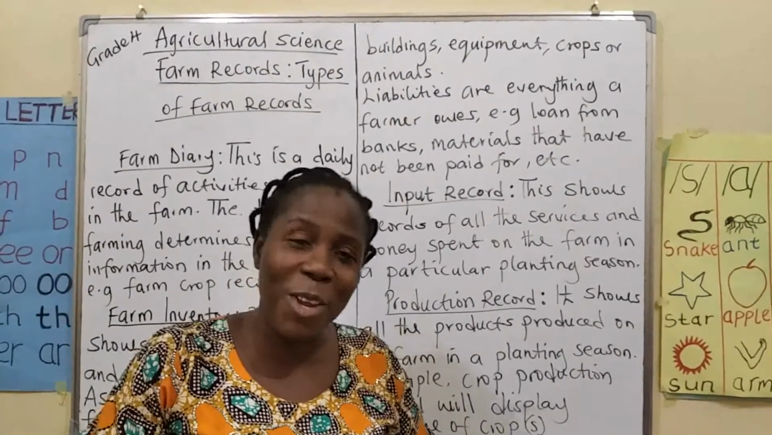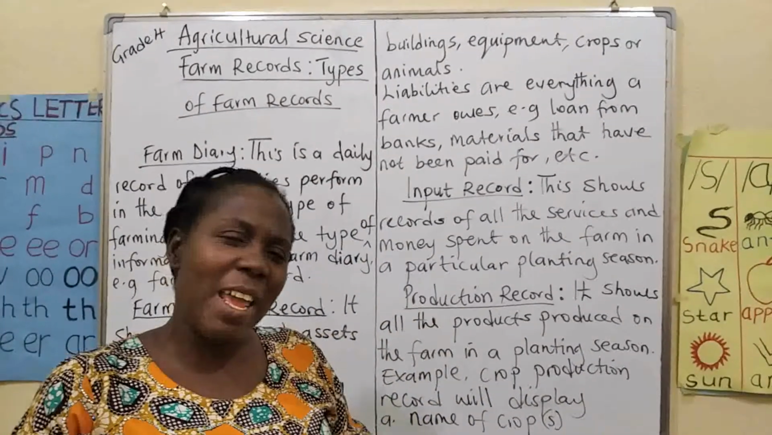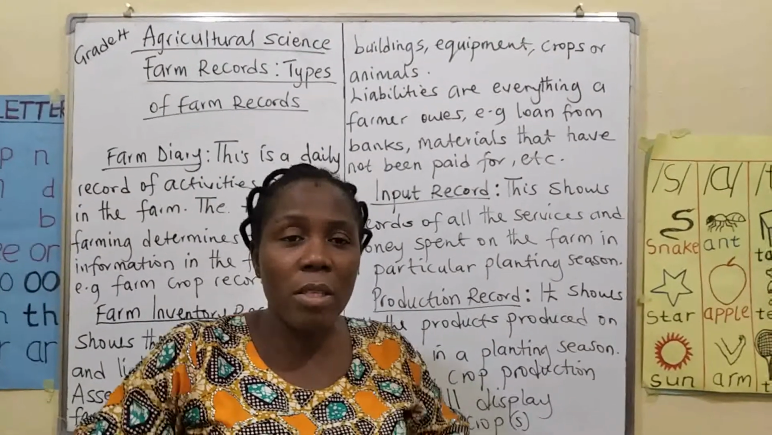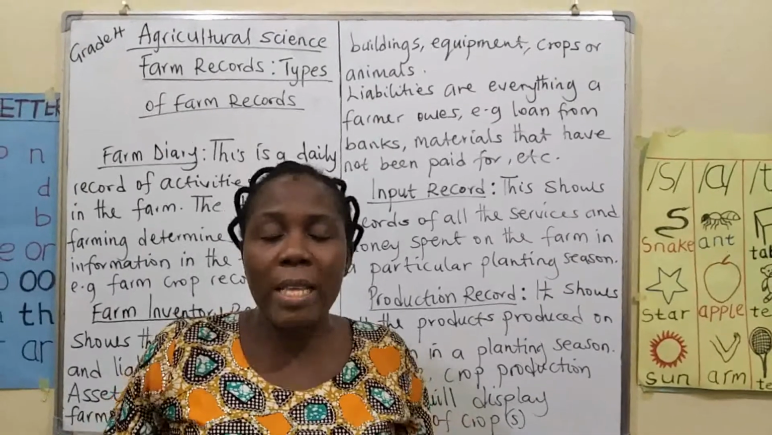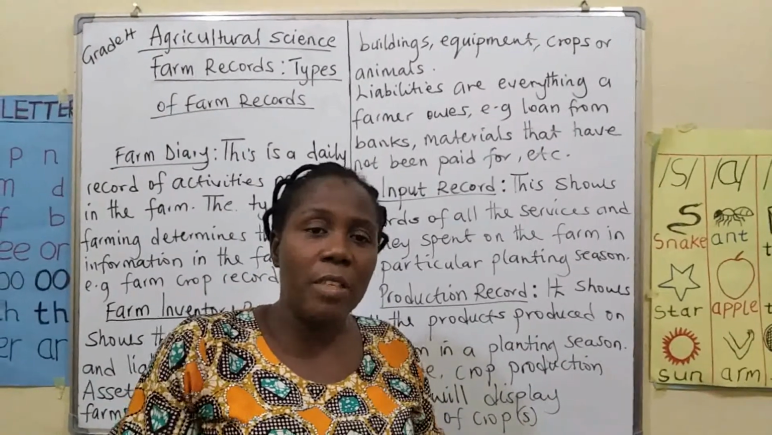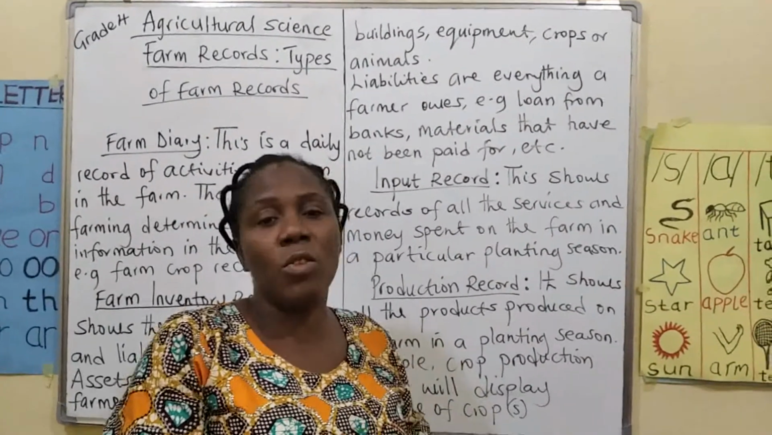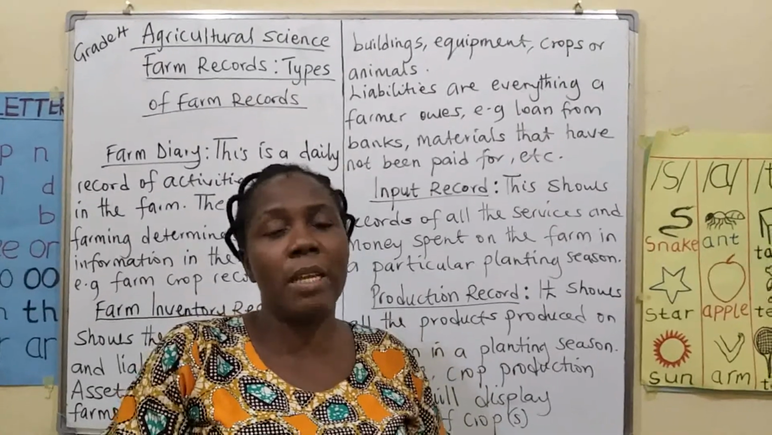Then the consumption record, please. There's another one, the consumption record. The consumption record says what a farmer eats. It will show what the farmer eats, whether the workers also eat from there, and his family eats from there. Maybe you take 2 tubers of yam to the family and say, okay, 2 tubers of yam were taken to the family.